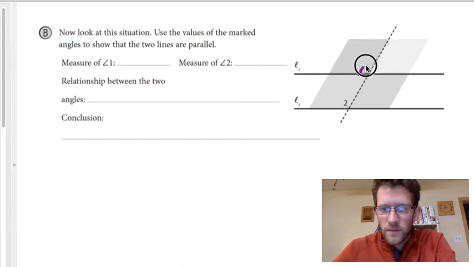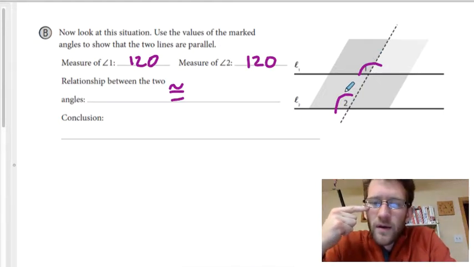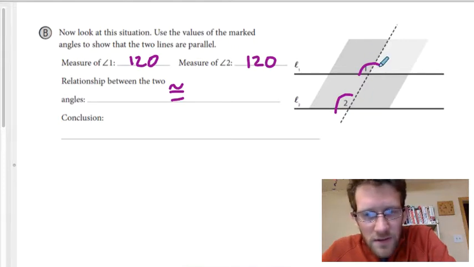Angle one, well, that's 120 degrees. Angle two, well, that's 120 degrees. What's their relationship? As it turns out, they're congruent. So because these angles are congruent, what type of angles are these? Let's think about that. We have two parallel lines cut by a transversal. Are they alternate interior angles? No, they're not both on the inside.